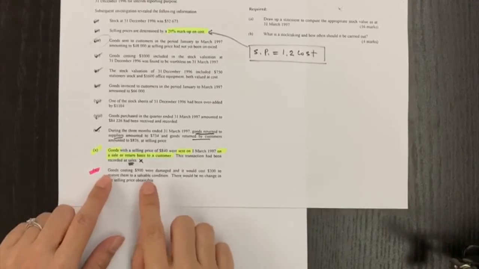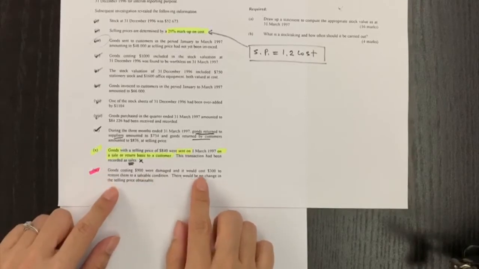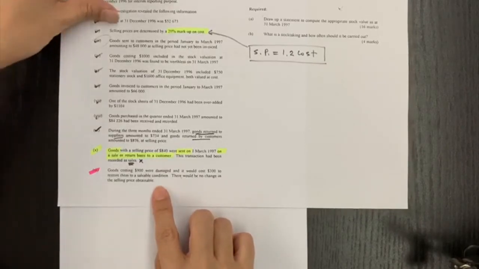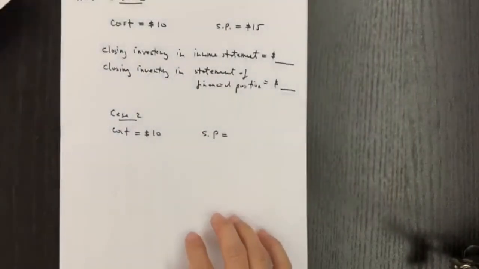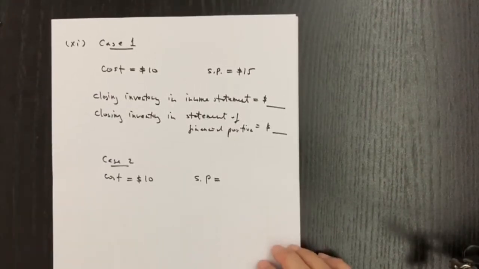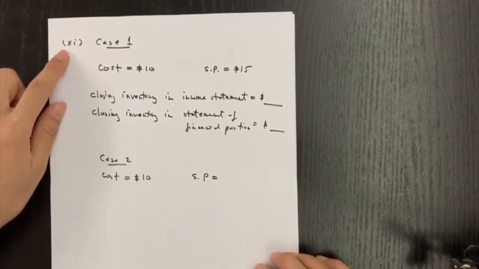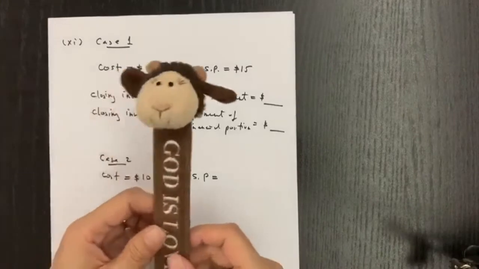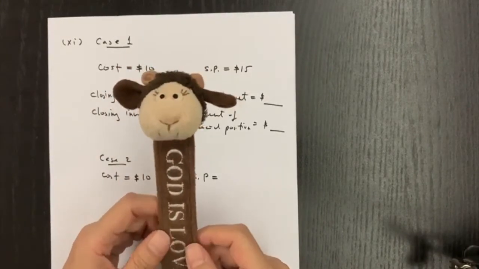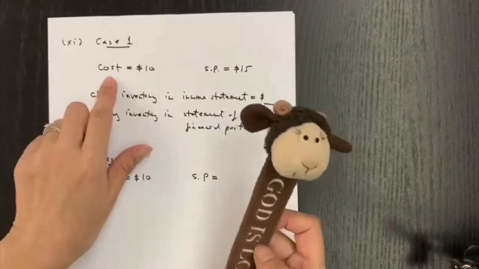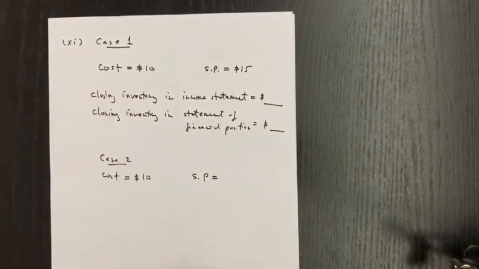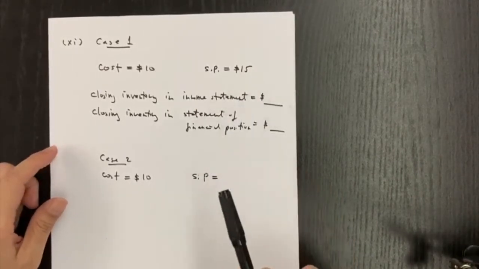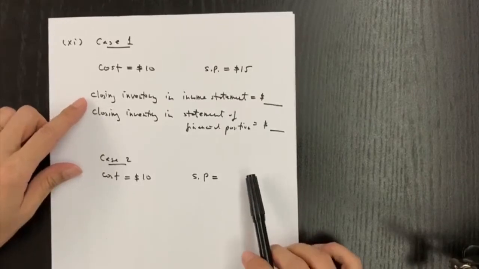Okay, so next we come to the final point, the last point. We have goods costing 900 that were damaged, and it would cost 300 to restore them to a saleable condition. To explain these points, I need to draw a picture and explain step by step. Now, related to point number 11, let's say case 1 again. This bookmark is our inventory, and let's say the cost for making this bookmark is $10, and then of course to earn money, we mark up, and we charge $15. All right, so what do you think about closing inventory in the income statement?